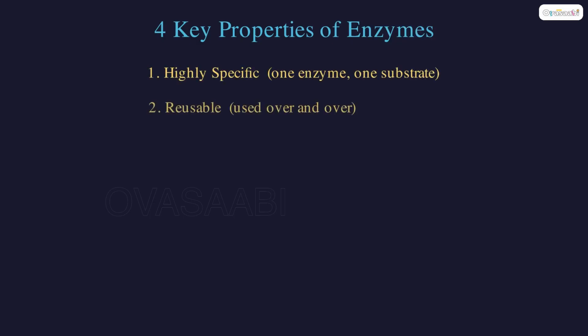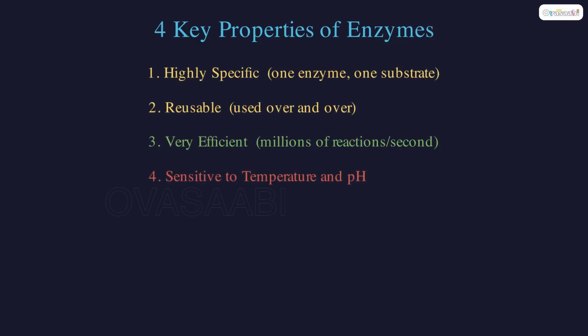Enzymes have 4 key properties. They are highly specific, reusable, very efficient, and sensitive to temperature and pH conditions around them.